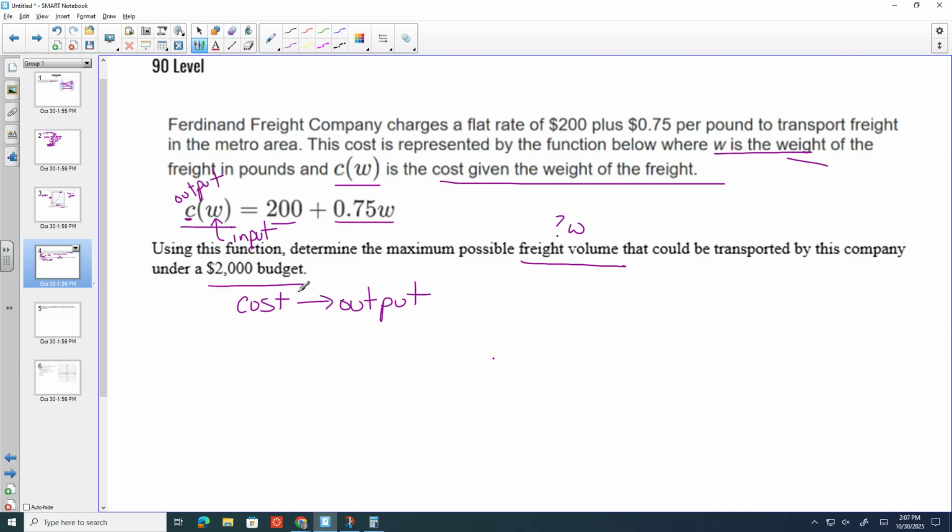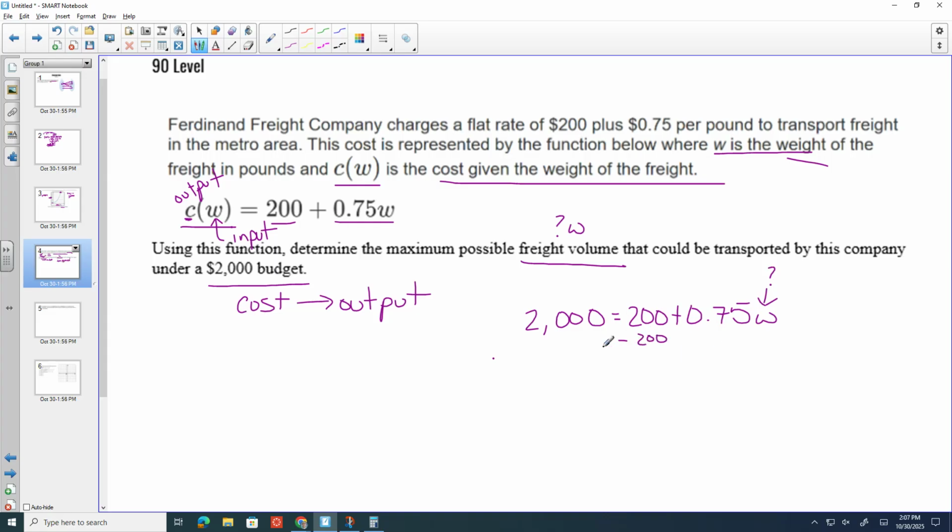So what you would need to do for the setup here is replace C of W, the output side of the rule, with what we know is our expected cost. We have a budget of $2,000, which would be determined as a $200 base plus 75 cents for however many pounds of weight we are shipping. Notice that now we have an equation that we can work backwards to solve for W, the thing we want to know. So this goes back to all of our classic rules for solving equations.